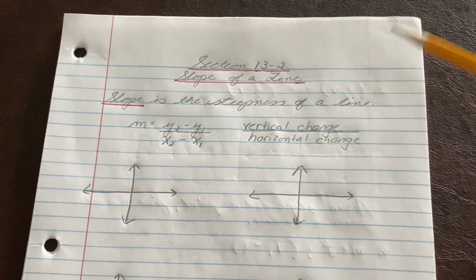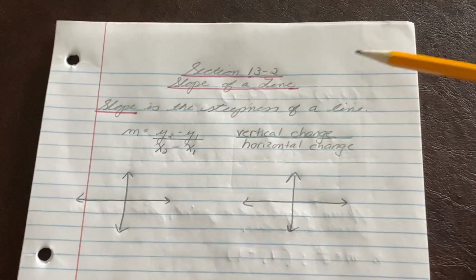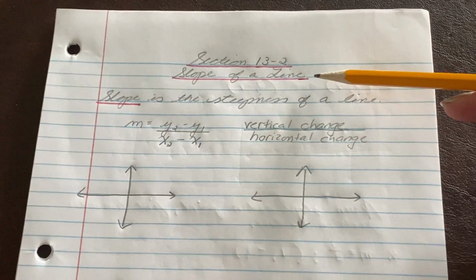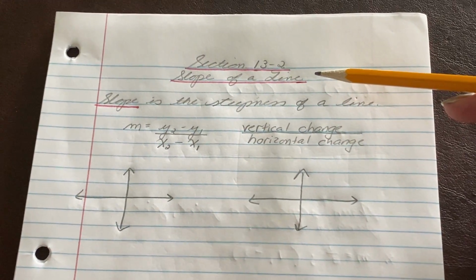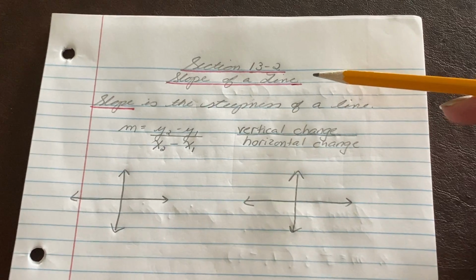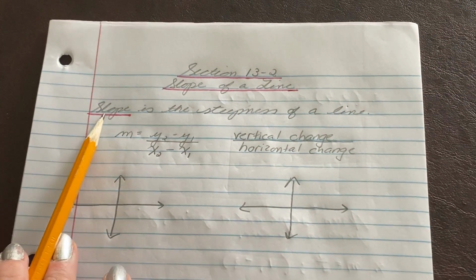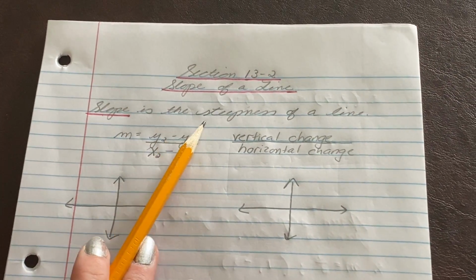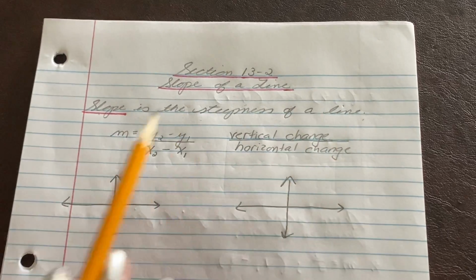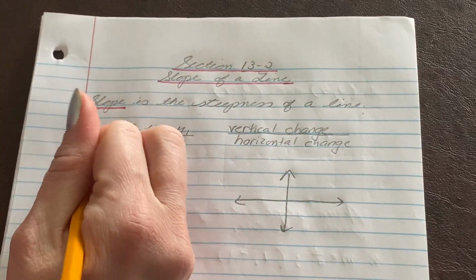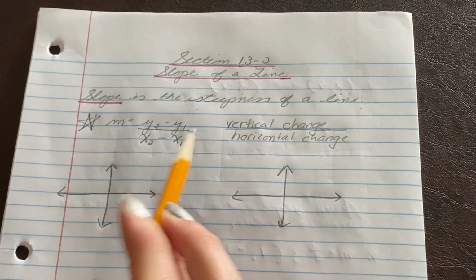All right, we're going to be looking at section 13.2, which is a review of finding the slope of a line that you learned in Algebra 1 and Algebra 2. Just to remind you guys, slope is the steepness of a line. The slope formula needs to be memorized if it's not memorized already.